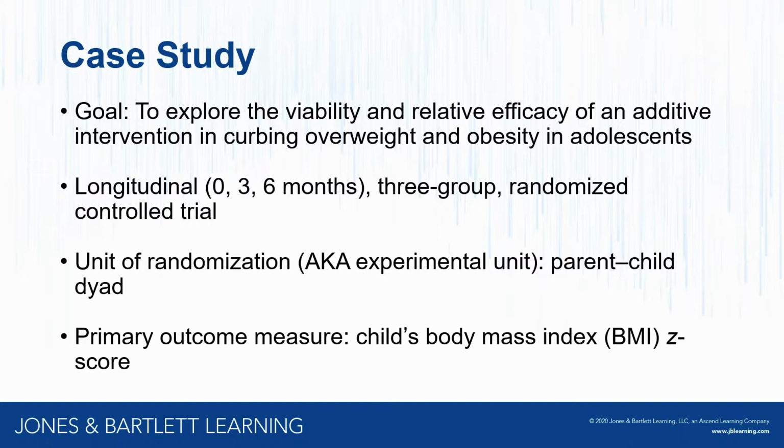And the primary outcome measure that they chose was the child's body mass index Z-score. The reason they chose this is that if you look just at a change in weight, you're not accounting for how quickly a child may be growing. So we look at BMI to account for height, and then we use the Z-score to account for age and gender differences. Next slide, please.